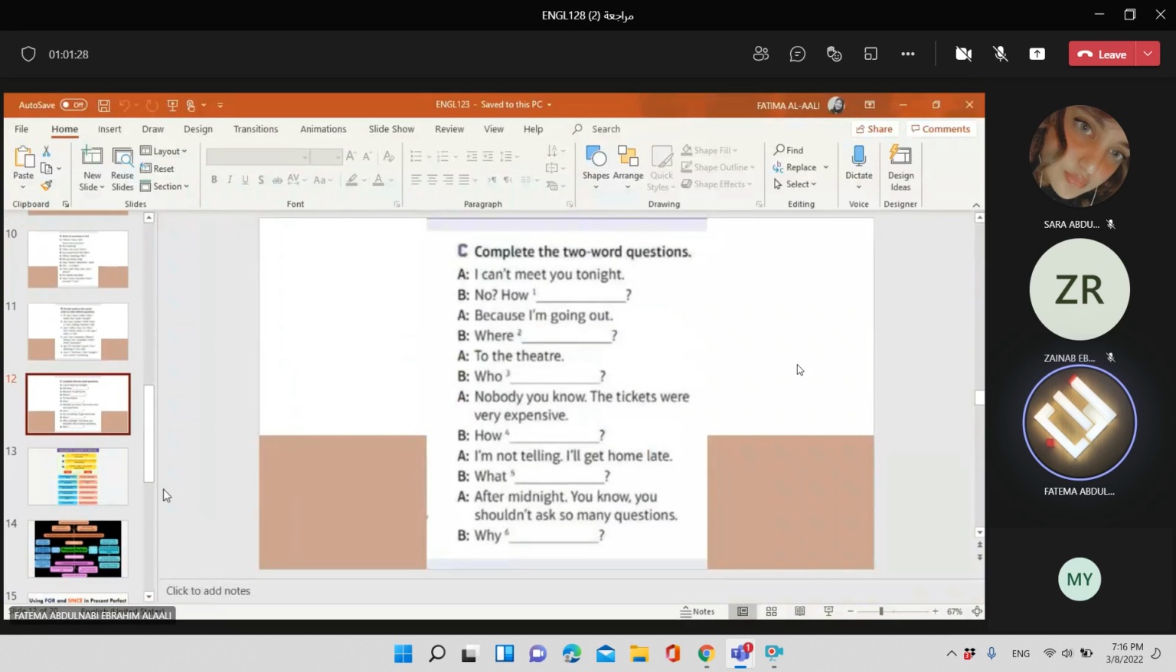Next week, inshallah. But Sarah, can you tell me when is test 1? Test 1 will be on the 21st. So yeah, we have time till the 21st. And it will be only on unit 1, right? Yeah. Okay, very good.